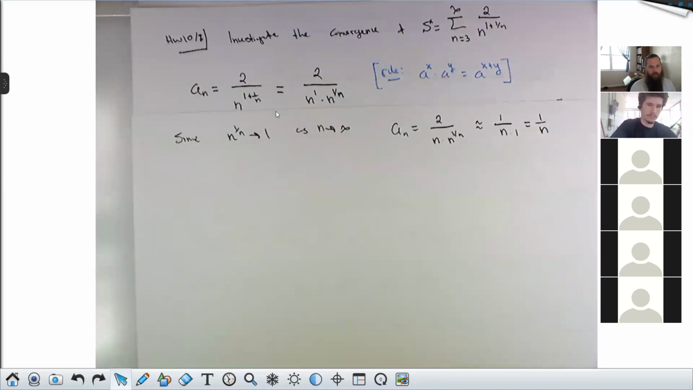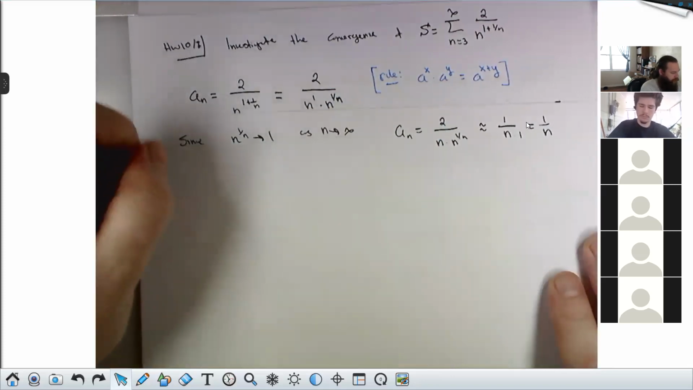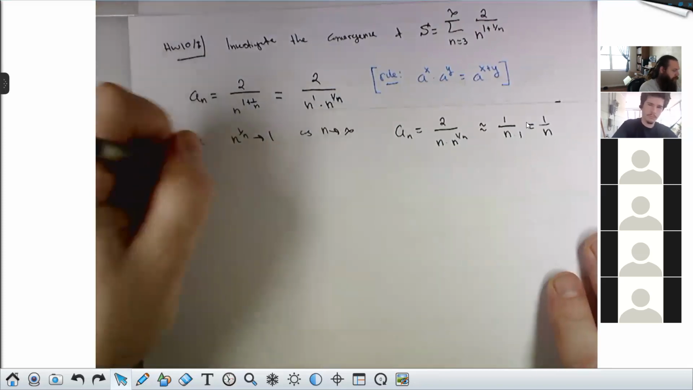Is everybody understanding this? This piece right here goes to 1. So as n gets bigger and bigger, he contributes less and less. So I don't really care about him. So this thing is really just like a constant over n. That's what the asymptotic behavior is like. So now I'm going to run my limit comparison test.